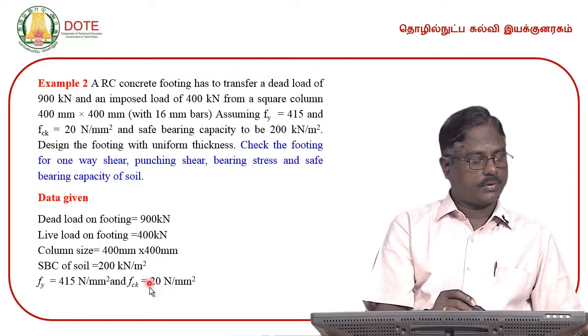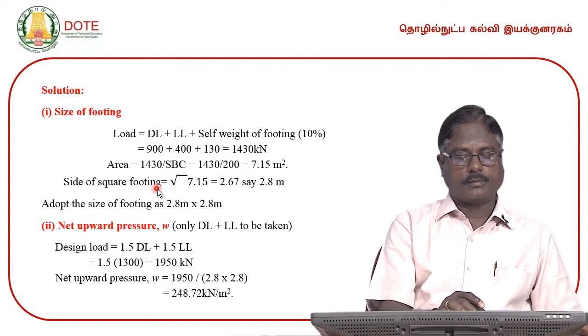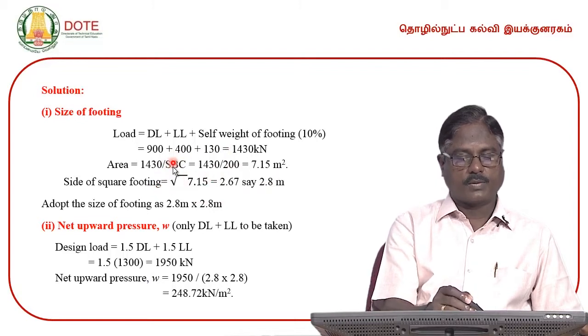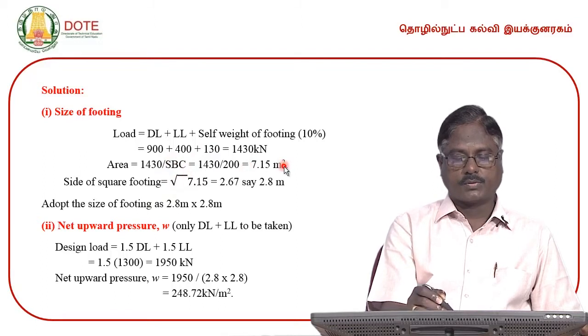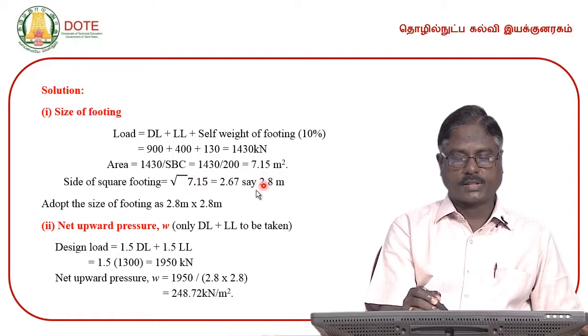Now, the data given are written here, and the size of the footing is from the expression, total load on footing divided by SBC of soil. That comes around 7.15 meter square. Since it is a square footing, take the square root to get the side of the footing.